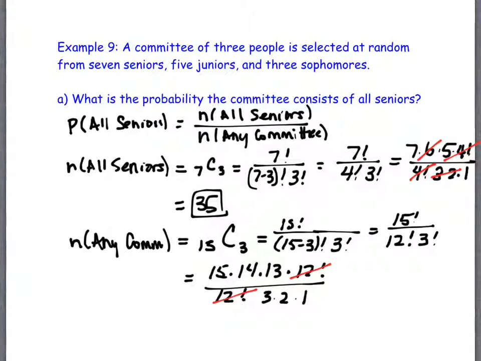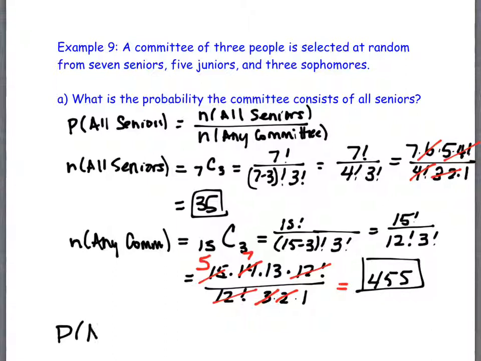What does the 3 reduce with? 15 to give me 5. What does the 2 reduce with? 14 to give me 7. So I actually have 7 times 5 times 13, which is what? 455, right. So there are 455 total different committees that I can have.